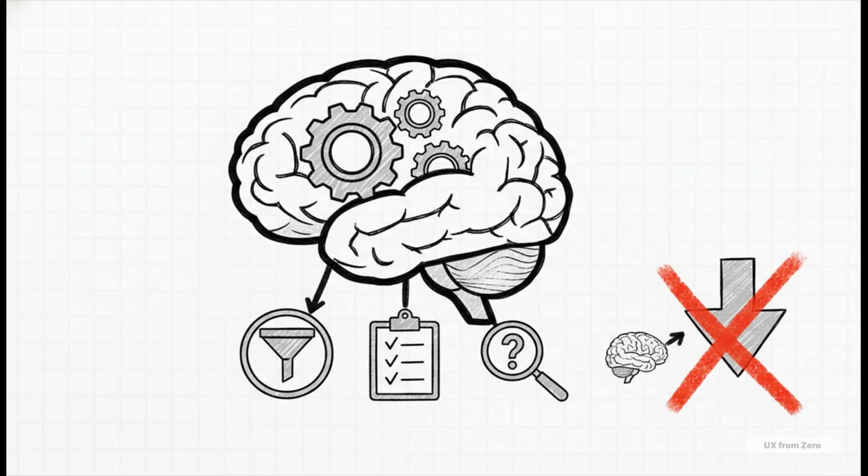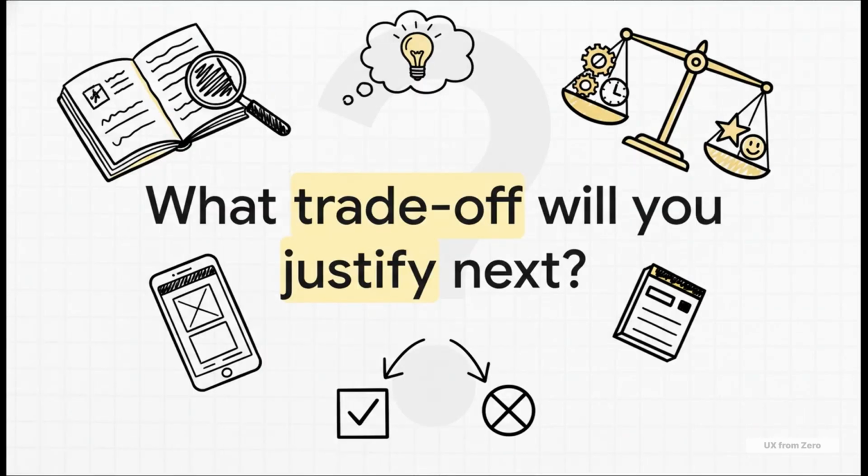Just remember, heuristics are tools to support your design reasoning. They are the evidence you bring to the table to explain your trade-offs and to justify your decisions. They are never, ever a substitute for actually thinking through the problem. And that leaves us with one last thought. With this new framework in your back pocket, I want you to go look at your own work, or even just the apps you use every single day. Start asking, what trade-offs are being made here, and are they justified? What trade-off will you justify next?